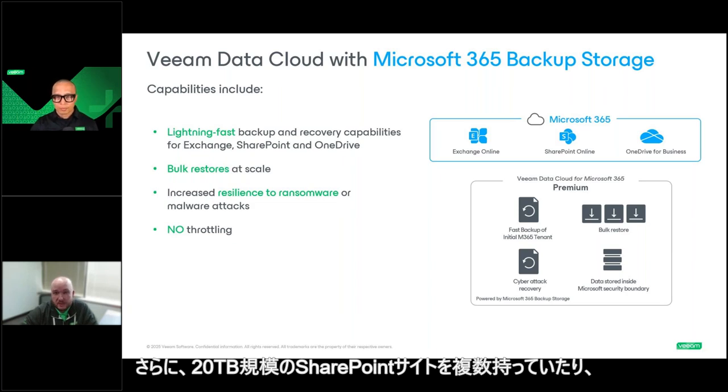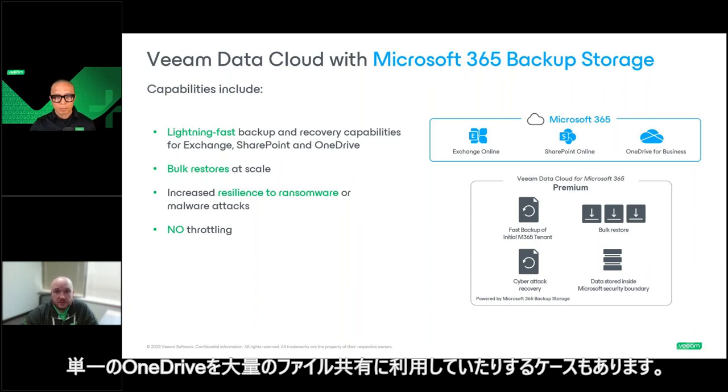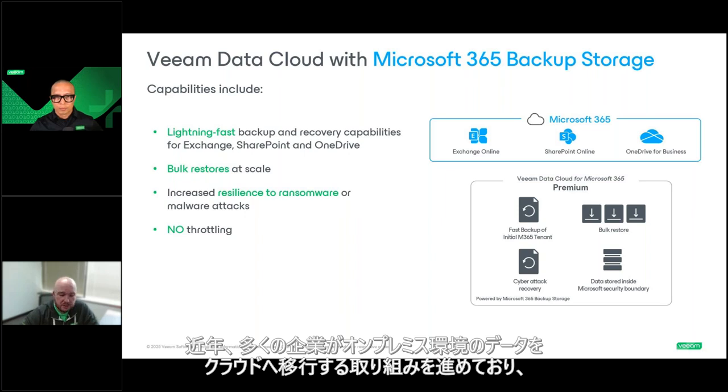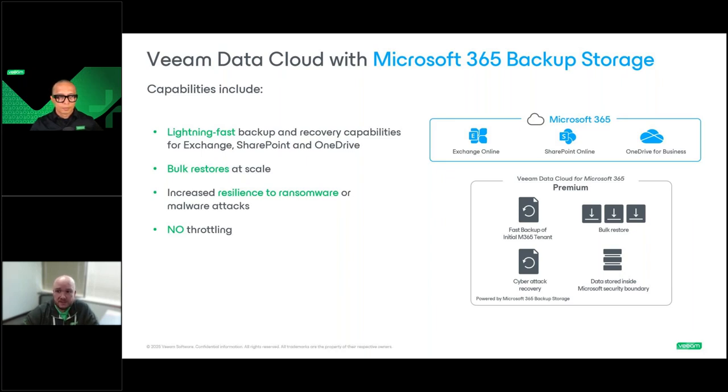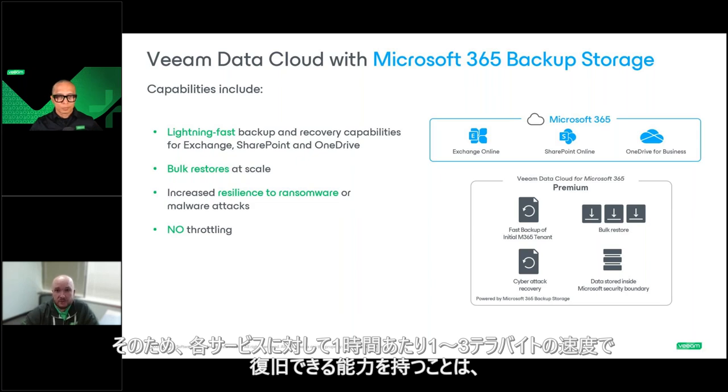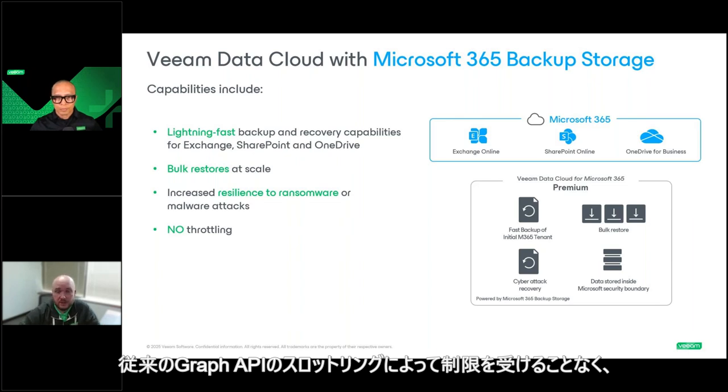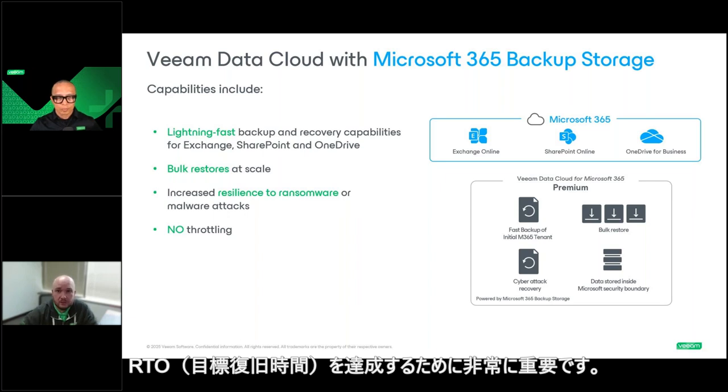And that's on top of maybe having a couple of 20 terabyte SharePoint sites, maybe using a single OneDrive for a ton of file sharing. There are a lot of initiatives nowadays with companies to move all of their on-prem data into the cloud, and it's starting to land in these services that we're talking about protecting today. So having the capability to restore each service 1 to 3 terabytes an hour per service is really amazing. To get those RTOs where we want to see them, instead of using that traditional Graph API throttling that anybody is going to hit.